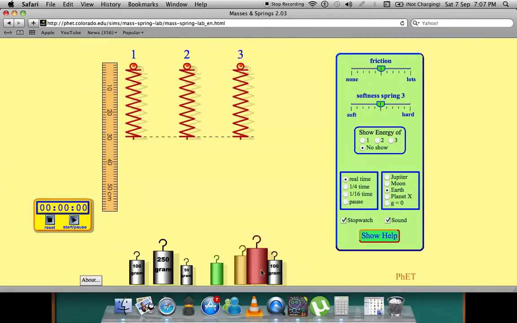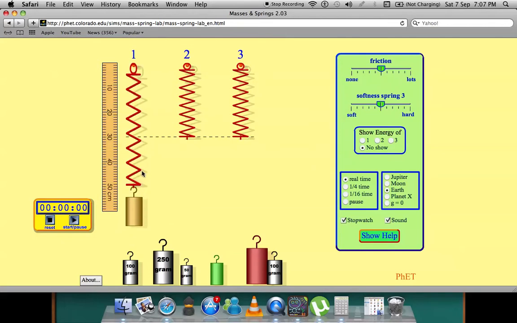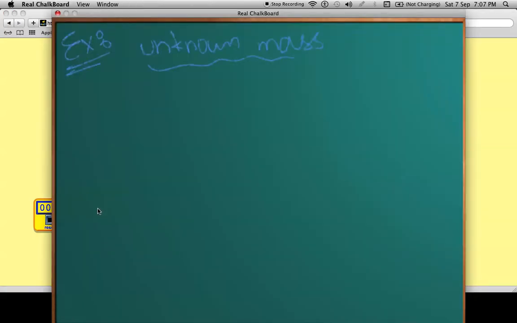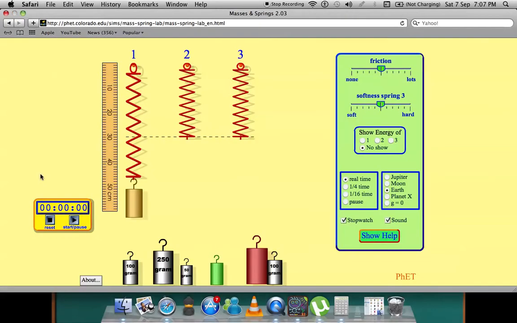So first of all, let me take this mass. Alright, it is somewhere between 100 and 250. You can see the size, so it's somewhere between that. So let me just put it here. The original mark is at 30. Let's find out the extension. Remember that the new length is not our concern. The extension is our concern. So you can see it is somewhere here. So this is 40, 41, 42, 43, 44, 45. So it is at 45.